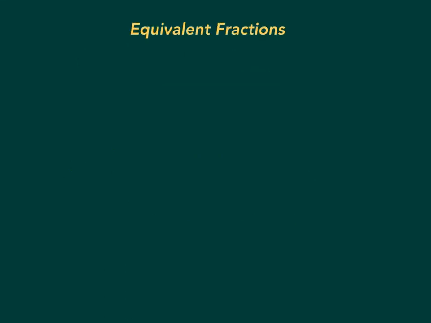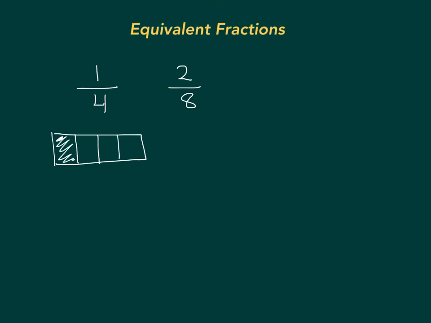So we're going to quickly look at what equivalent fractions are. So for example, if we take our example again, 1 over 4, and we look at the fraction 2 over 8, if I was to draw them out, they would look like so. Here's 1 over 4, and 2 over 8 would look like this. We split it into 8 sections, and 2 over 8 would look like this.